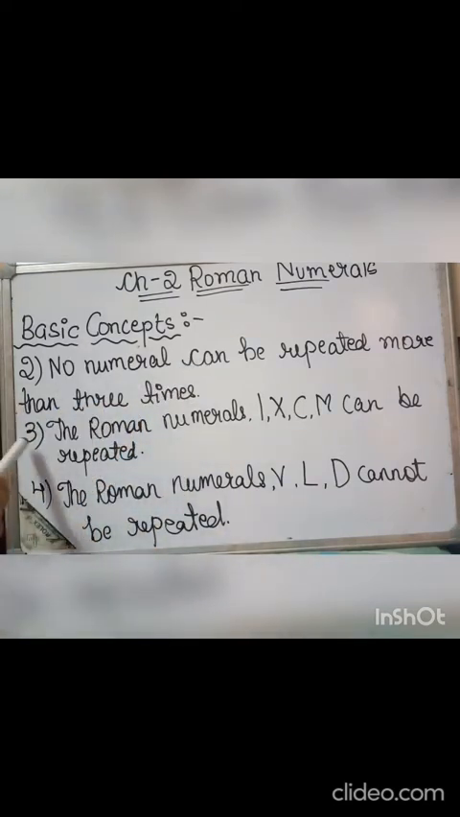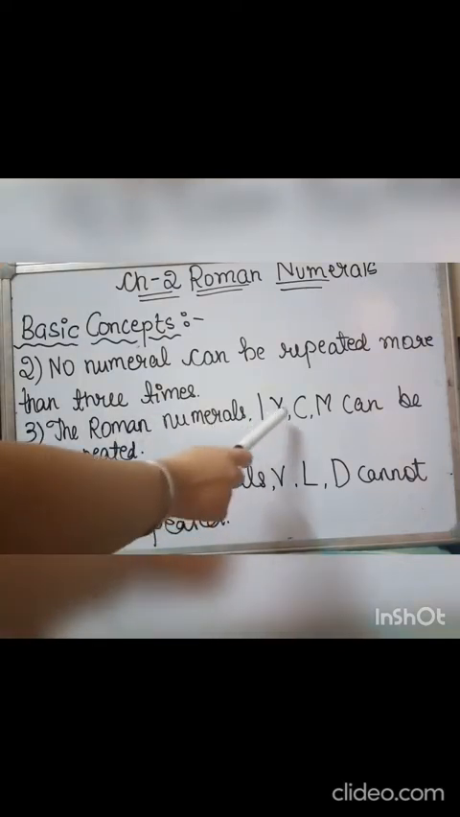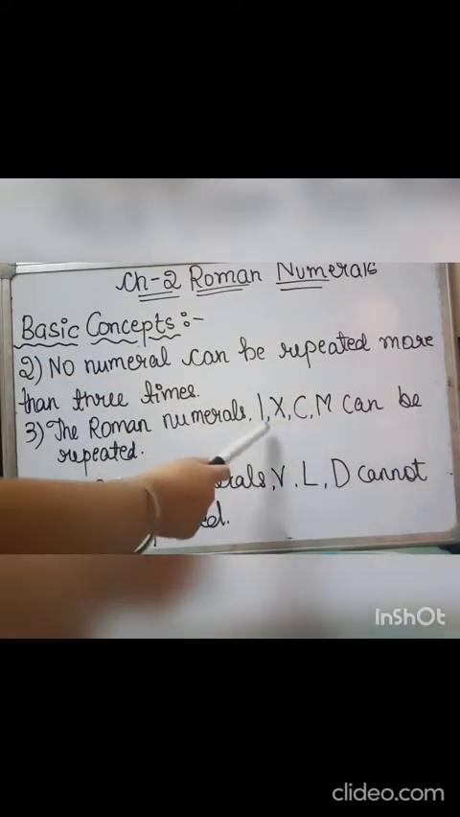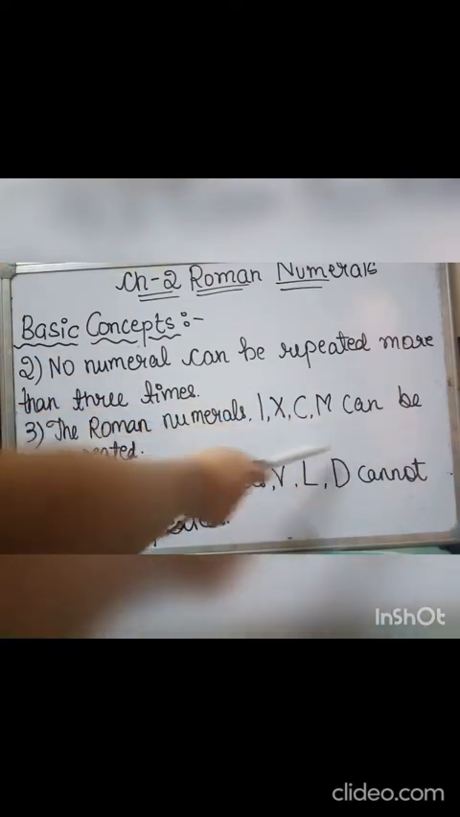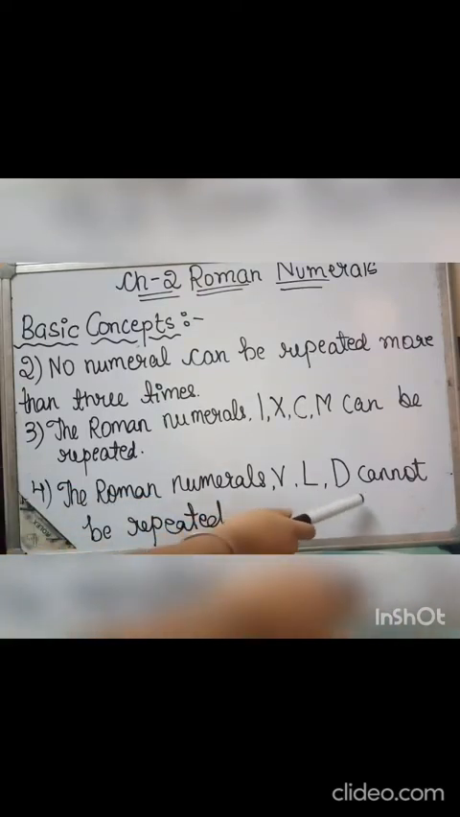Then the third basic concept says the Roman numerals I, X, C, M can be repeated. So these symbols can be repeated. Fourth one is the Roman numerals V, L, D cannot be repeated. So V, L and D symbols cannot be repeated.